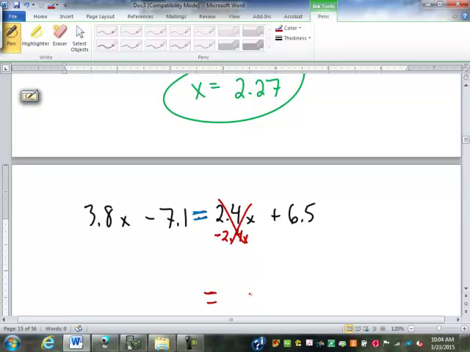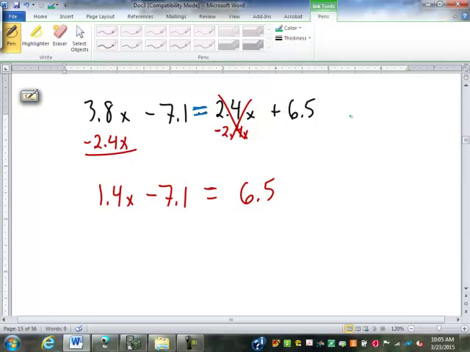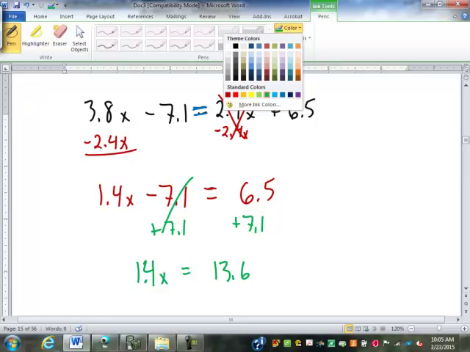That leaves me with just the 6.5 over here. But if I took 2.4x from one side, of course, I have to take it from the other side. Where do I take it from? The 3.8x. So I take 2.4x from 3.8x, which gives me 1.4x. I still have the negative 7.1 there. And then add 7.1, so you've got 1.4x. Add 7.1 here, you get 13.6. And then?